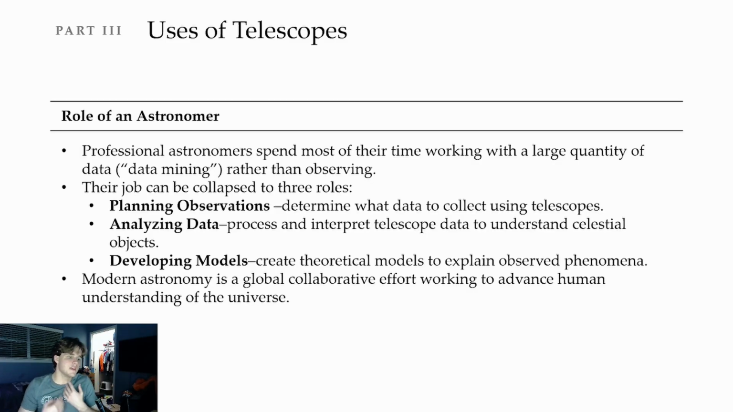And so the conclusion to all of this is that the role of an astronomer boils down to 3 things. They plan observations by determining what data to collect using telescopes. They analyze the data and then interpret it, and then develop models using that data. And what this all eventually culminates in is a global collaborative effort working to advance the human understanding of the universe.